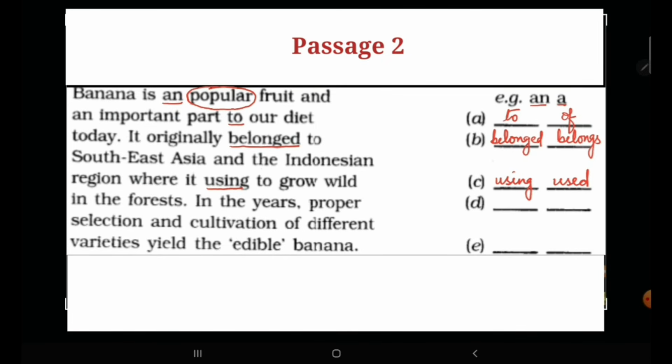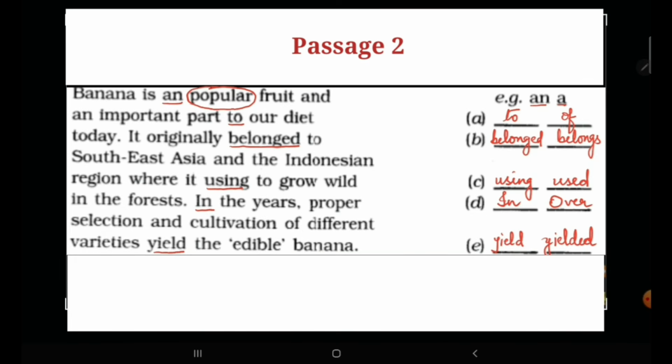In the years, proper selection. Now in the years is again wrong. It should be over the years. So in is wrong, but the correct word should be over. Proper selection and cultivation of different varieties yield the edible banana. Yield is again the wrong tense. It should be yielded. So I'm going to write the wrong word in the error column and the correct word here in the correction column.